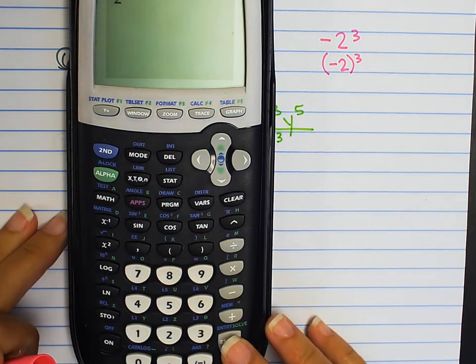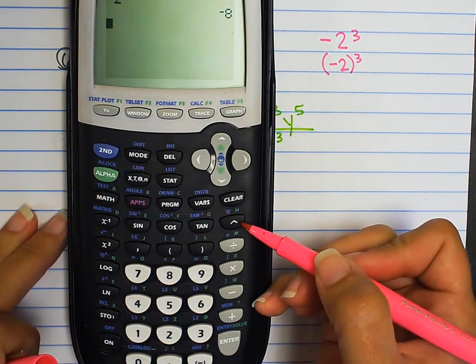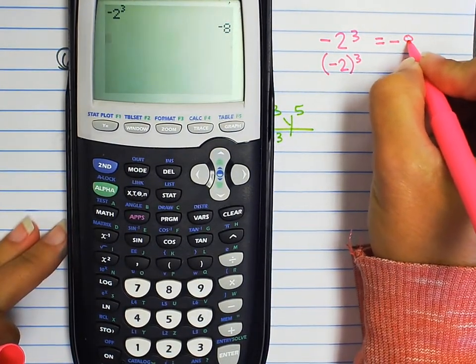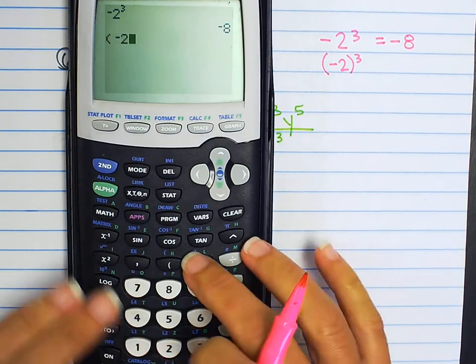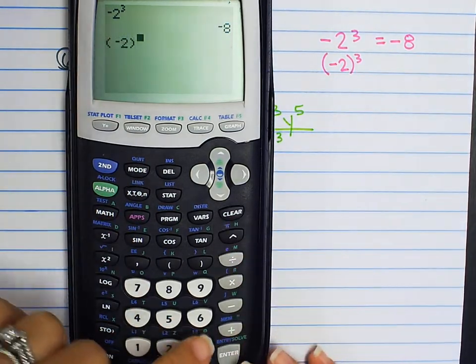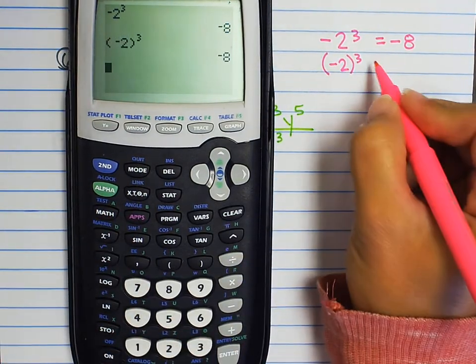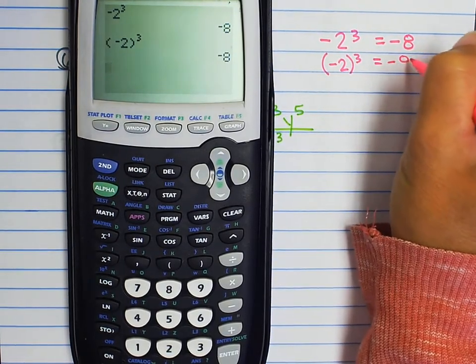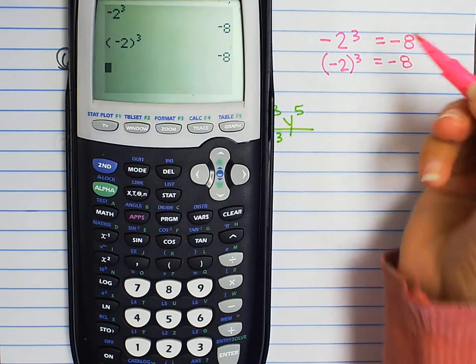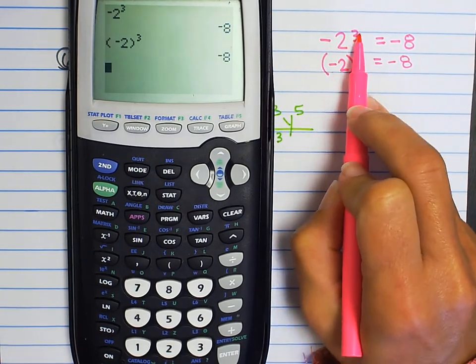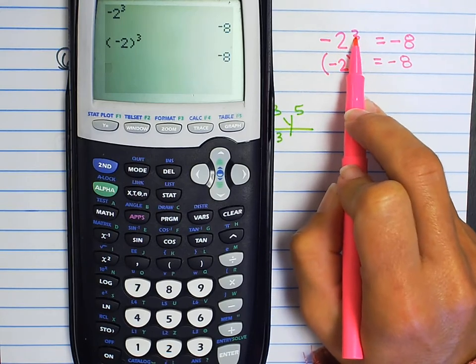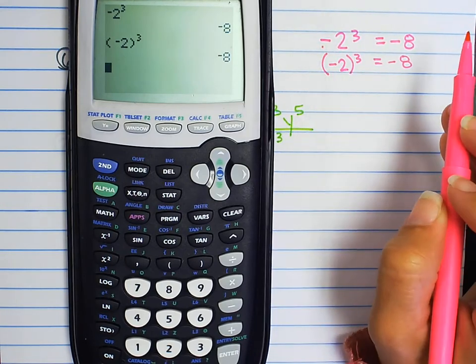Negative 2 to the 3rd, remember we used that caret, is going to give me negative 8. Negative 2 in parentheses to the 3rd. Oh man, it doesn't work because this is an odd exponent. Okay, bad example. But let me explain what I was going to say. Negative 2 to the third says raise positive 2 to the third power and then make your answer negative.